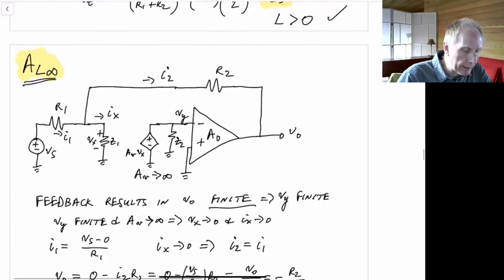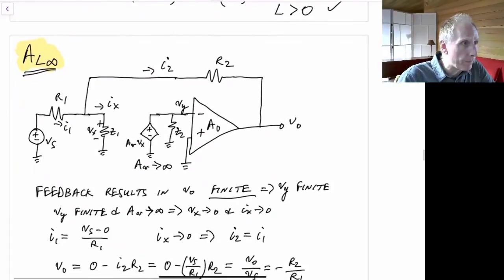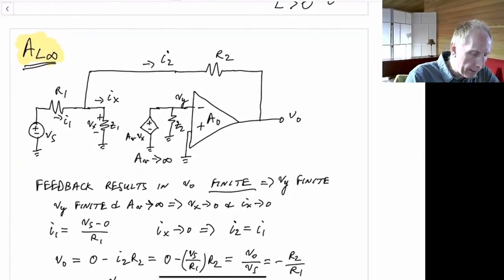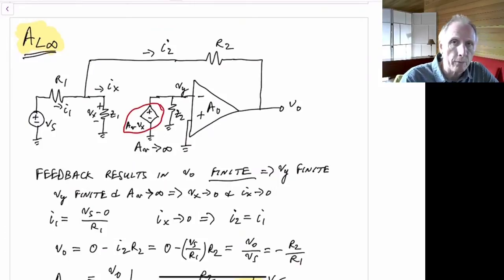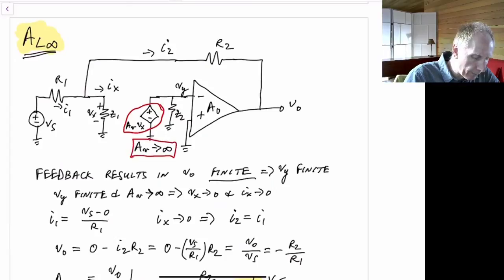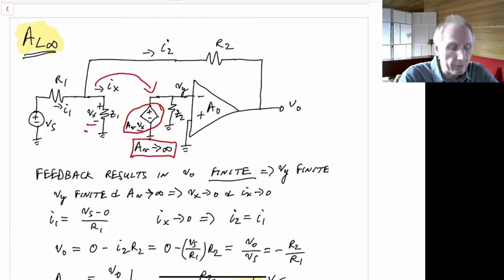Next thing we need to find is A sub L infinity. For that, we have the same break, but in this case now we've introduced a voltage-controlled voltage source here, and we have a gain of A sub V. A sub V is multiplied by Vx, where Vx is the voltage over here. So we've effectively made a very large gain from this node to this node, a gain of infinity. So Vy will be equal to A sub V times Vx.